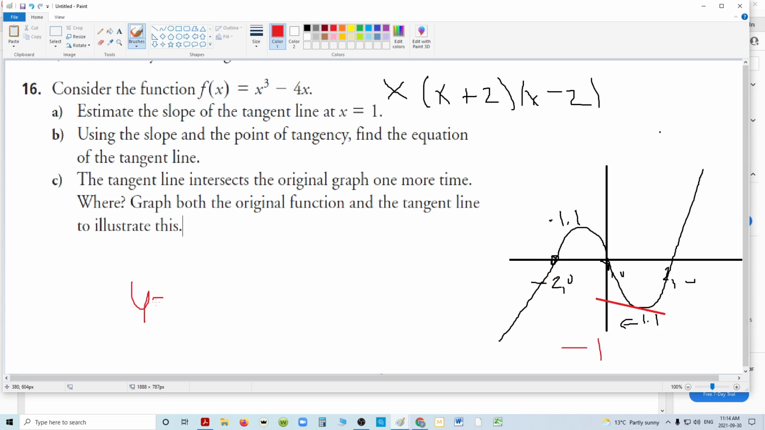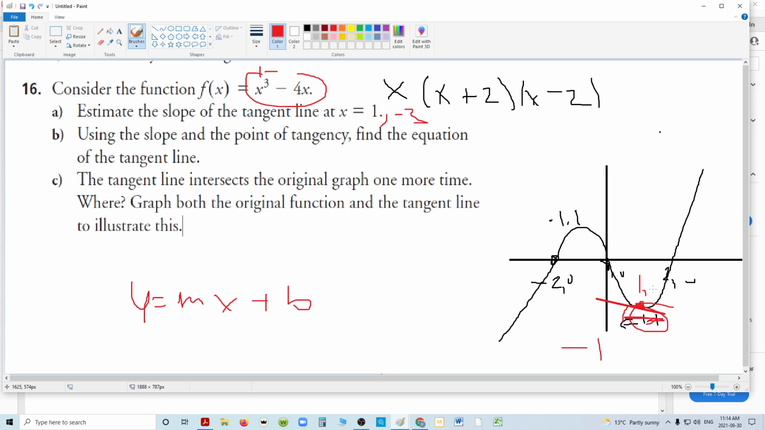It's y equals mx plus b. What don't we know about this line? We don't know its b, where it intersects with the y-axis. We know it's down here, we just don't know where. Well, we happen to know it goes through the point where x is 1 on this graph. What is that point? When x is 1, we get 1 minus 4, which is minus 3.